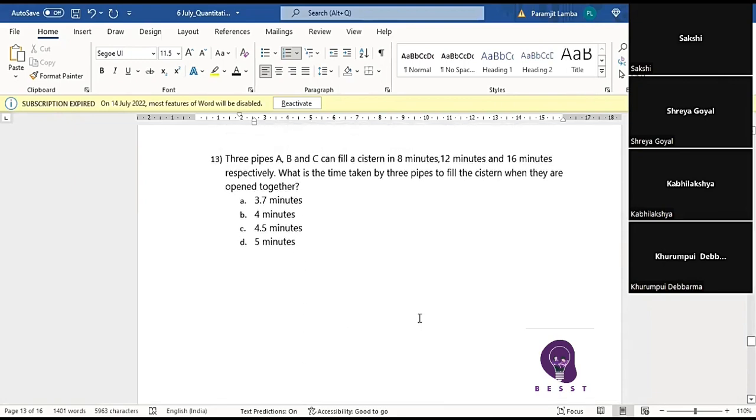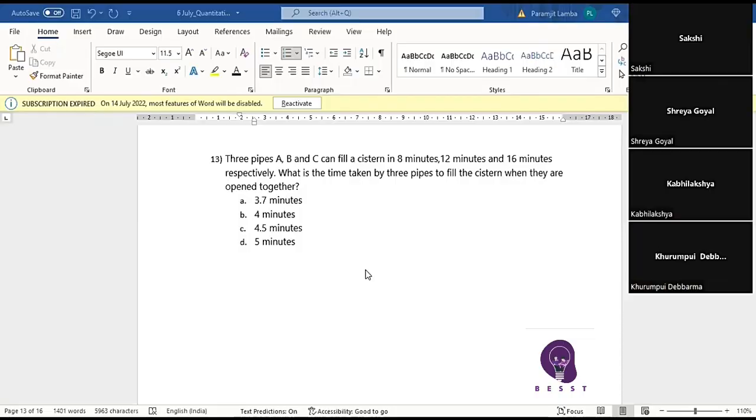3 pipes A, B and C can fill a cistern in 8 minutes, 12 minutes and 16 minutes respectively. What is the time taken by the 3 pipes to fill the cistern when they are opened together? The logic is almost similar to what you used in the last question.